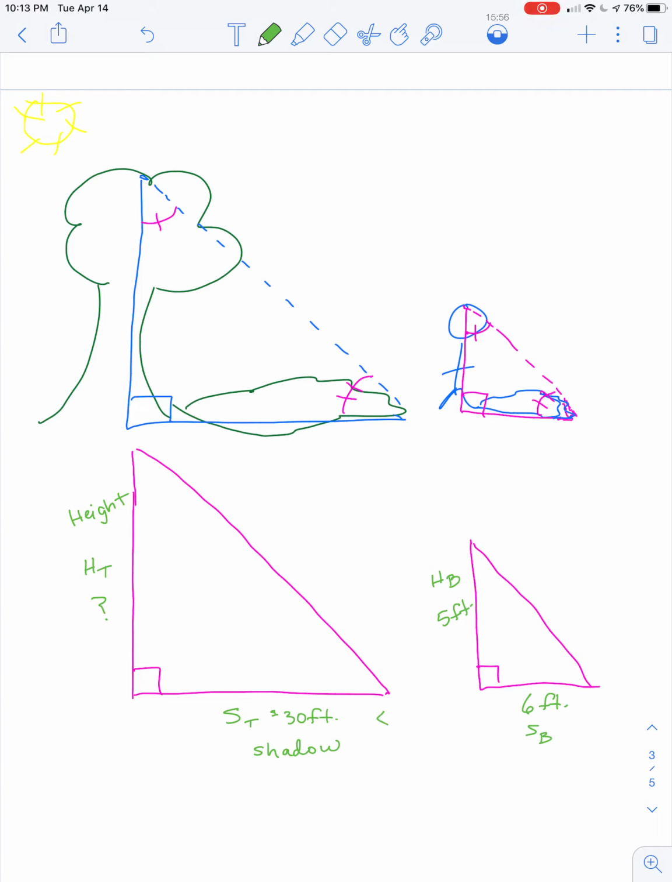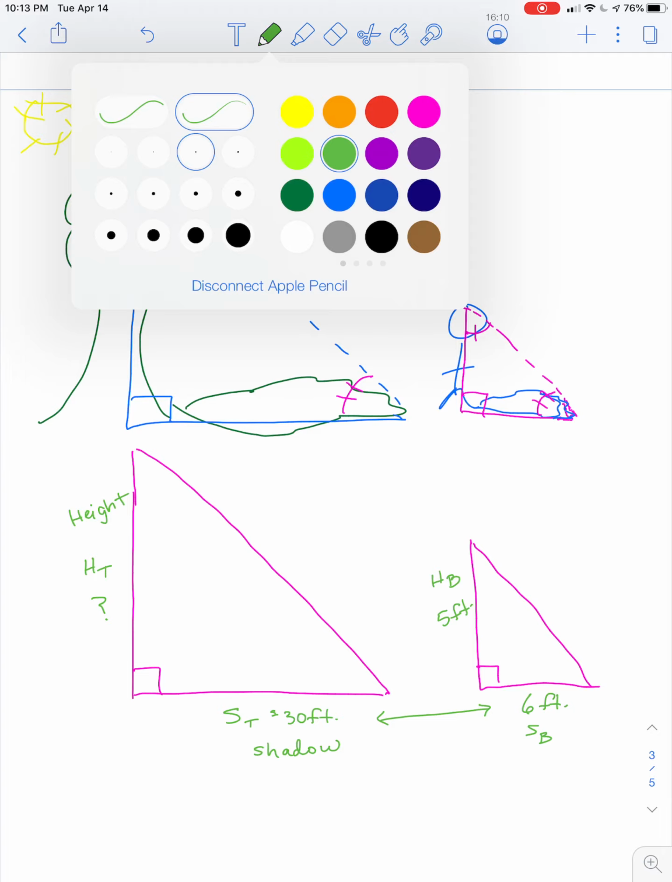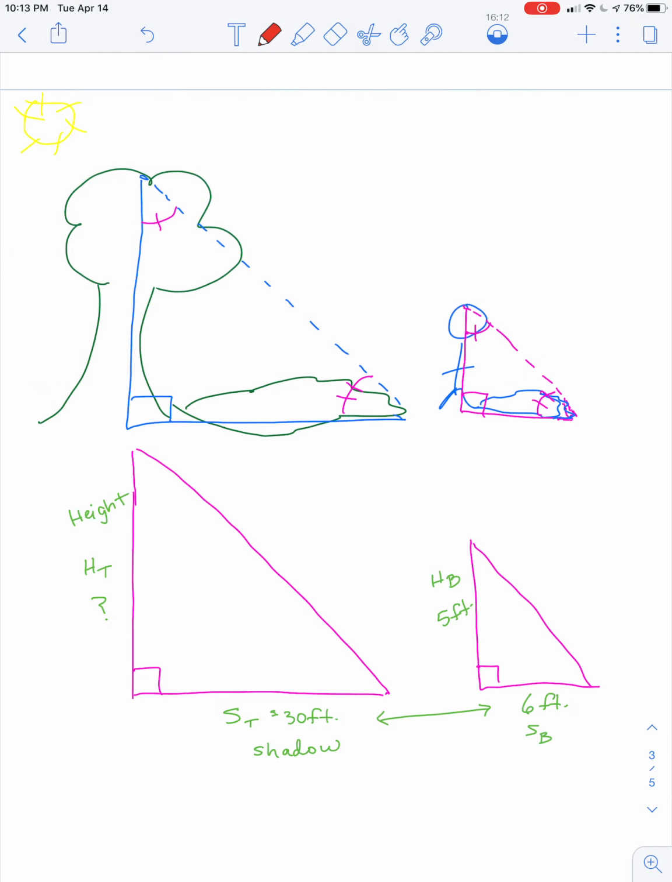But regardless, what I can notice is there's a relationship between 30 and 6. I notice that 6 is 5 times smaller, or I could say 30 is 5 times larger than 6. So there's probably a good chance that the height of our tree is going to be 5 times the height of Beth. If that's the case, I could do 5 times 5. I'm just going to estimate this to get 25 feet.